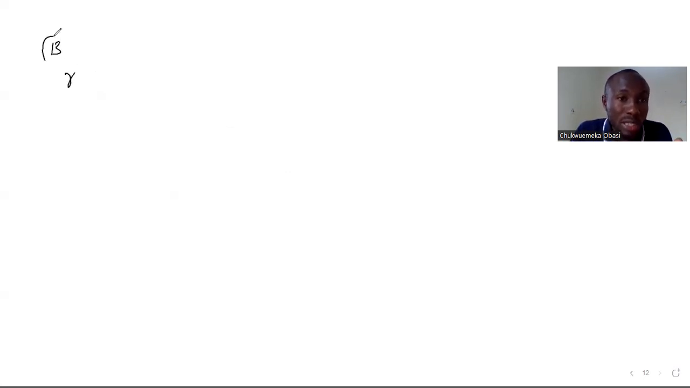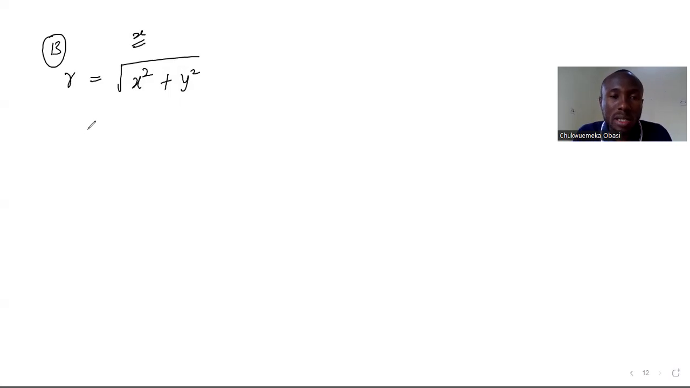Let me put it down. Question 13, it says r is equal to the square root of x squared plus y squared. We want to make x the subject. How do we do that? You see, x is inside this root, right? So I have to square both sides.